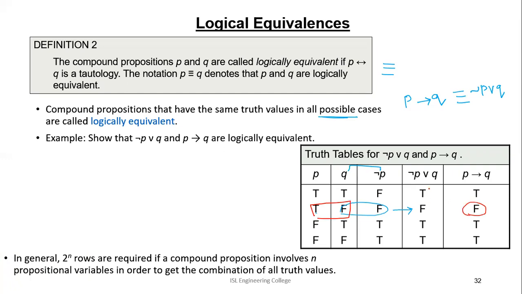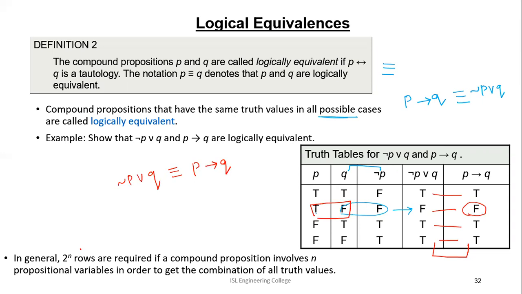Now if you look at both the truth values, both of them are exactly the same. So in the first row we have true, in the second row false, third true, and fourth true. That means negation P or Q is logically equivalent to P implies Q.